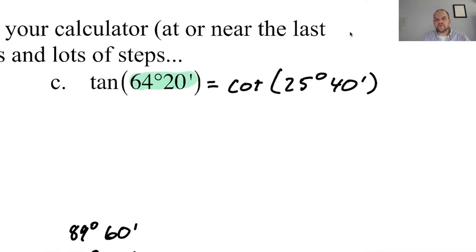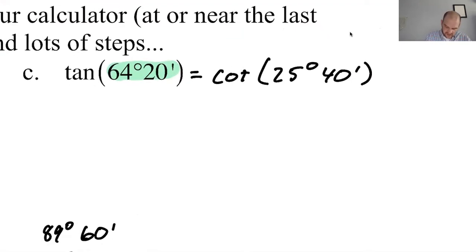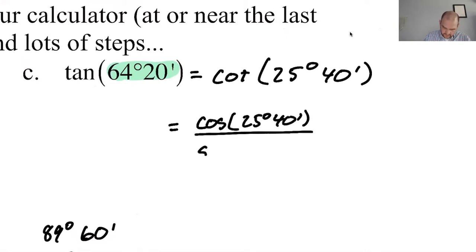All right, so now our problem is that cotangent is not sine, but cotangent is cosine over sine. So this will be the cosine of 25°40′ over the sine.